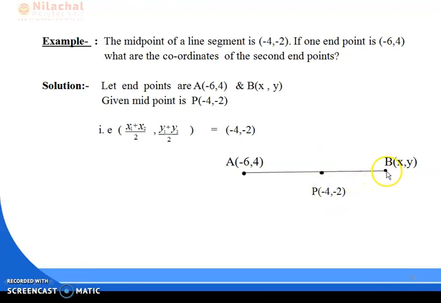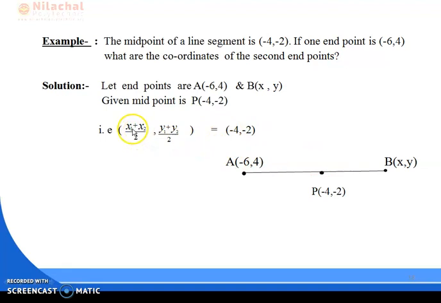But another side, the B point, we should find out. The second endpoint, we should find out the coordinate. Let it be x, y. So we know the midpoint formula: (x1 plus x2) by 2 is the x coordinate, and (y1 plus y2) by 2 is the y coordinate. So let the endpoints of A be -6, 4, B point is x, y, and the given midpoint is -4, -2. So what is the midpoint formula? (x1 plus x2) by 2, (y1 plus y2) by 2 must be -4, -2 because P is the midpoint.